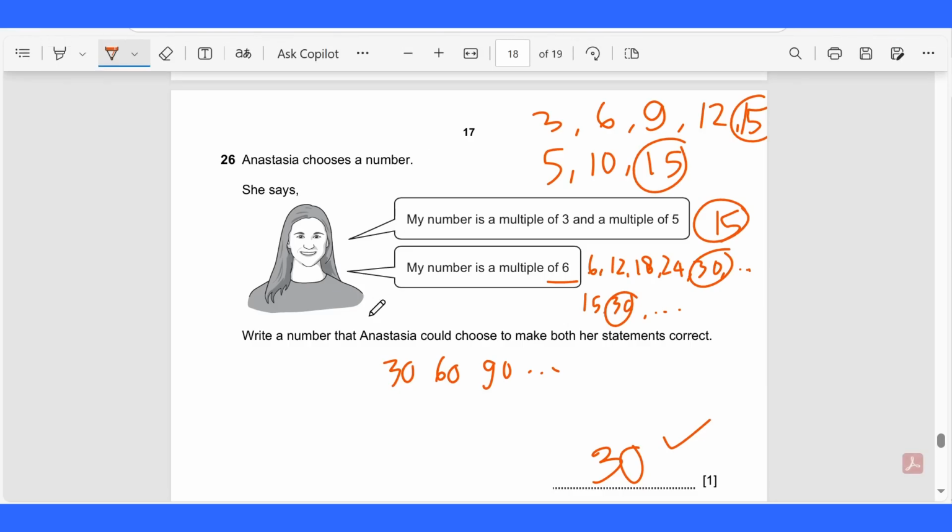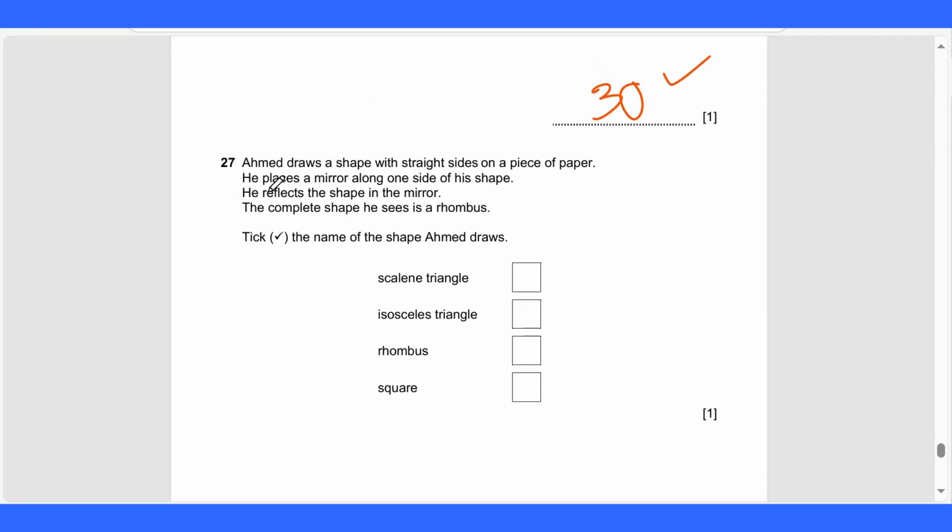Next, number 27. Ahmed draws a shape with straight sides on a piece of paper. He places a mirror along one side of his shape. He reflects the shape in the mirror. The complete shape he sees is a rhombus. Tick the name of the shape Ahmed draws. Is it a scalene triangle, an isosceles triangle, a rhombus, or a square? So what is a scalene triangle? If you need some more time to think, please pause this video.